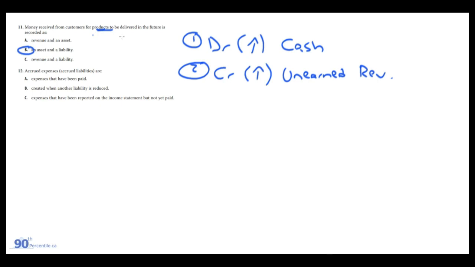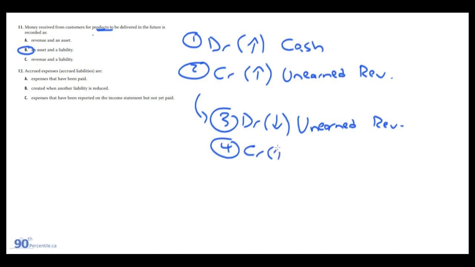Eventually, this is outside of the scope of the question, but eventually when the product is delivered, it would look something like this, where you would debit or decrease unearned revenue. So you're reducing it, and then you're going to credit revenue. It's an increase here because revenue is technically a part of equity on the balance sheet. So you would increase your revenue, decrease your liability, and this is when revenue is recognized.